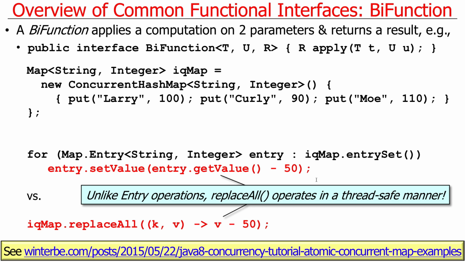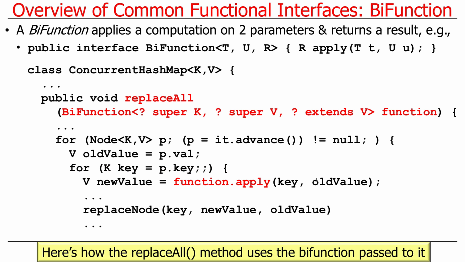If you'd like some more information about how this works, take a look at the link here at the bottom, which talks about the concurrent hash map atomic operations, including replace all. There's a bunch of atomic operations, replace all being one of them. OK, so that's what we're trying to do at a high level. Let's now take a look and see how replace all is defined.